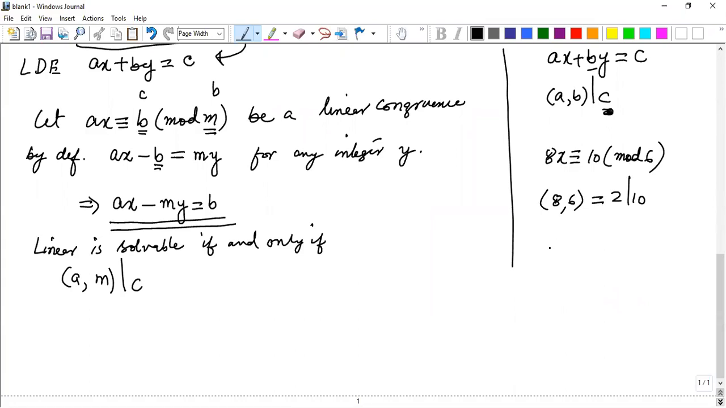Sometimes we have equations like 8x congruent to 15 modulo 6. So the GCD of 8 and 6 is 2, which does not divide 15. So this congruence is not solvable. This linear congruence is not solvable.